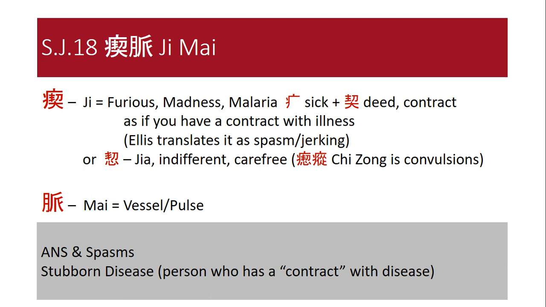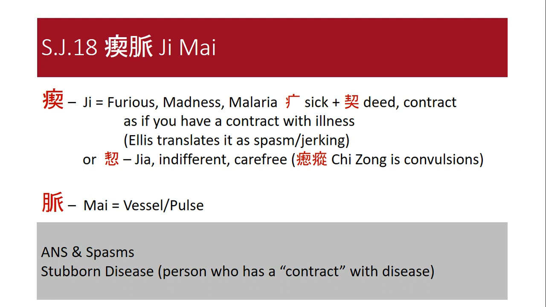In this case, the character inside the disease radical will be saying indifferent or carefree, and it has at the bottom the heart radical rather than the radical big. So even though it seems Ellis mistranslated the character, clinically, Sanjiao 18 does treat spasms, and it can be interpreted that spasms come up when there is too much fury in us.